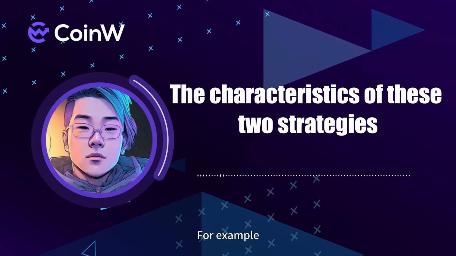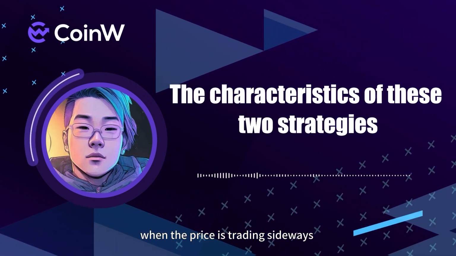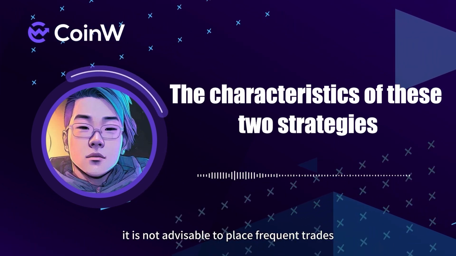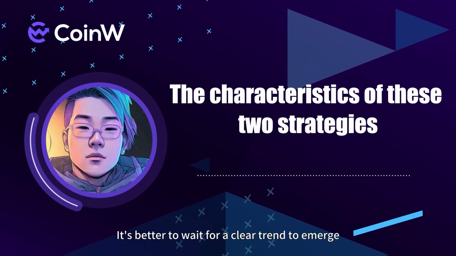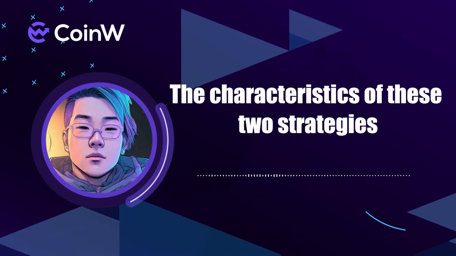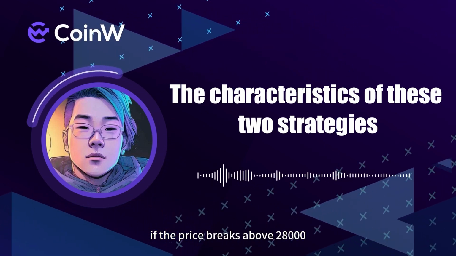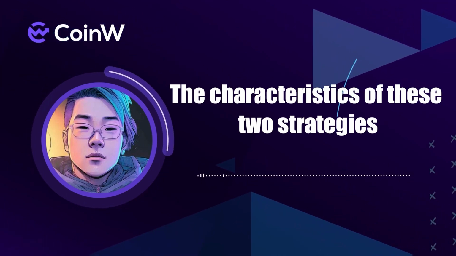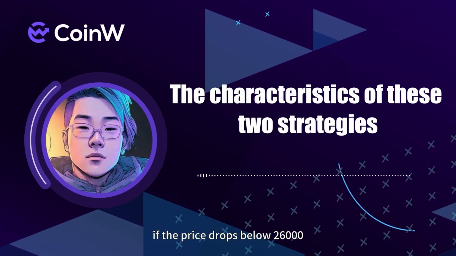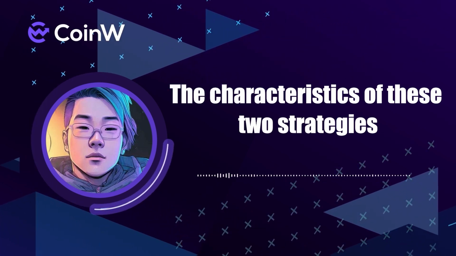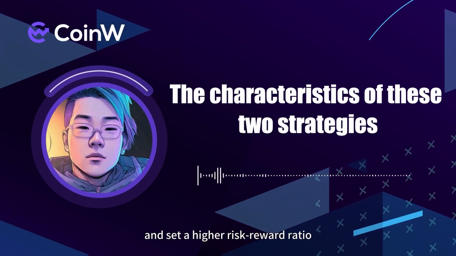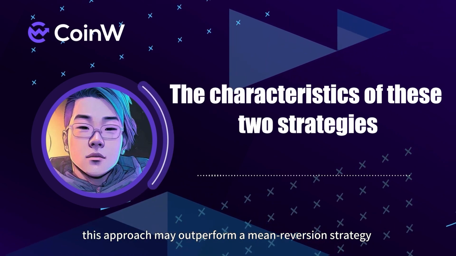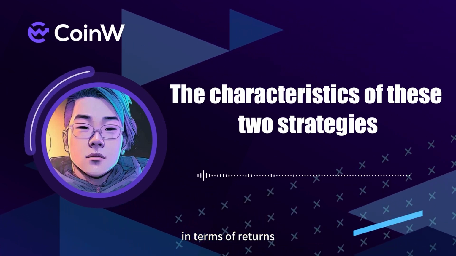trades. For example, when the price is trading sideways between 28,000 and 26,000, it is not advisable to place frequent trades. It's better to wait for a clear trend to emerge. For instance, if the price breaks above 28,000, I would open a long position at that level and set a higher take-profit level. Alternatively, if the price drops below 26,000, I would open a short position and set a higher risk-reward ratio. In the long run, this approach may outperform a mean reversion strategy in terms of returns.